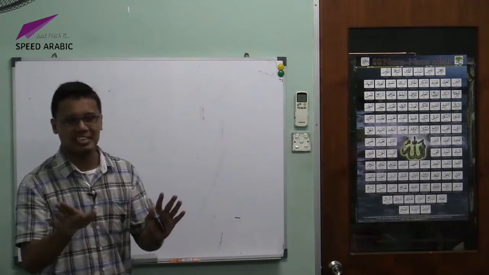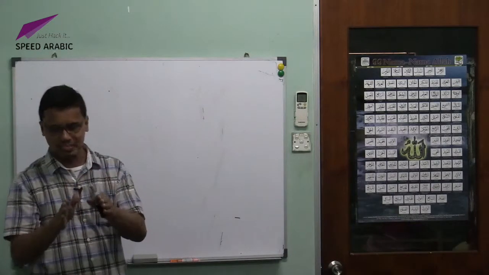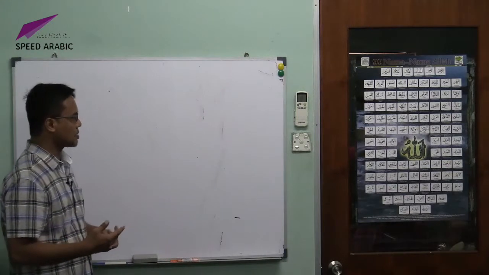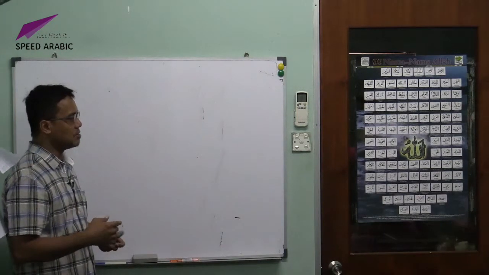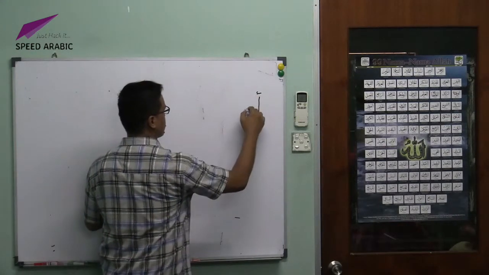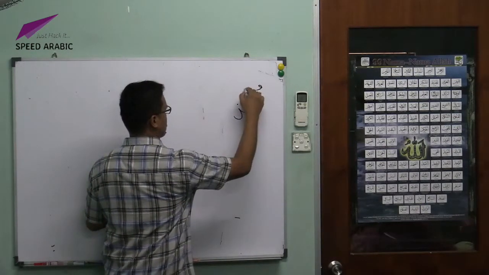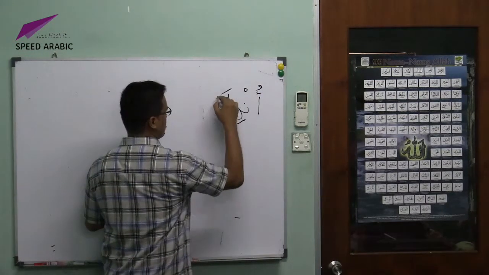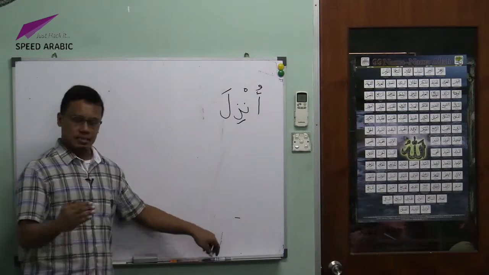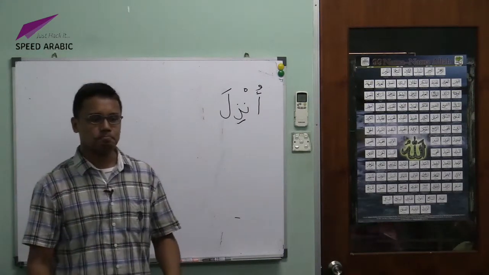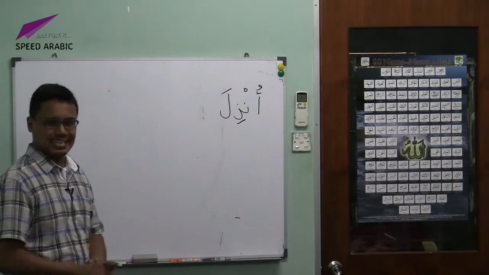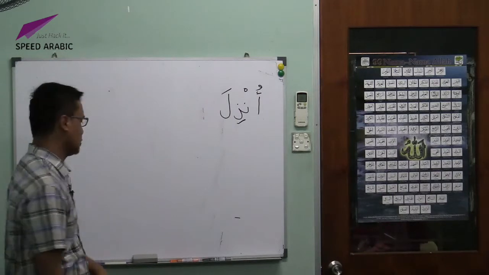Some verbs are very easy, that you know that the verb is this, the subject is this, it's done. But some verbs are not that easy. We will take a moderately not easy word, which is unzila. After this we will take another higher level word, and we will do this step by step.